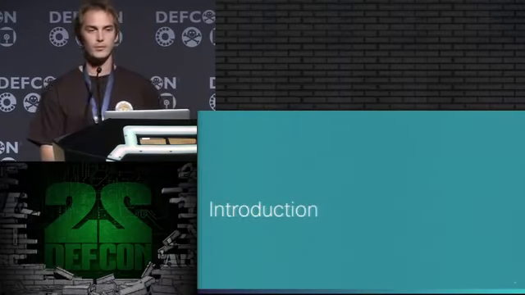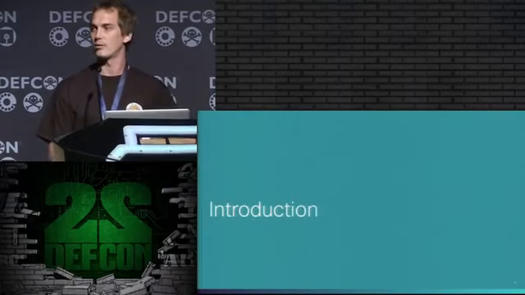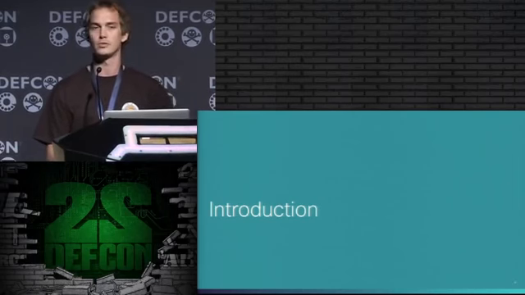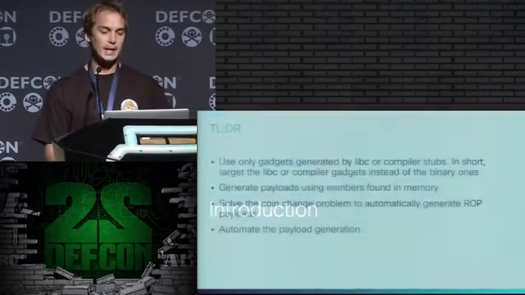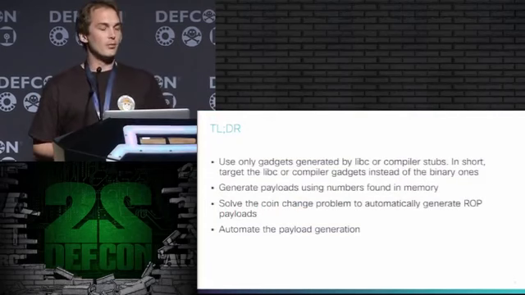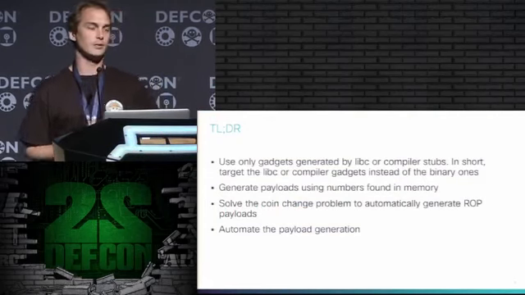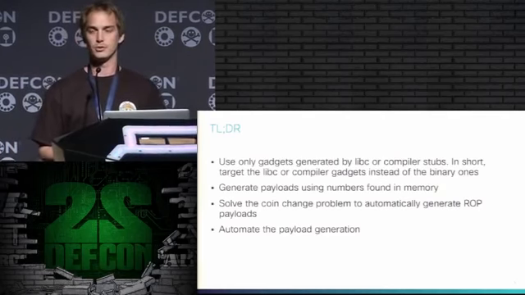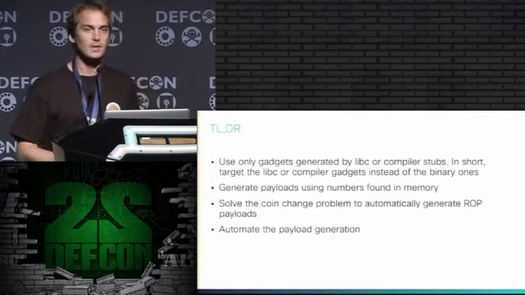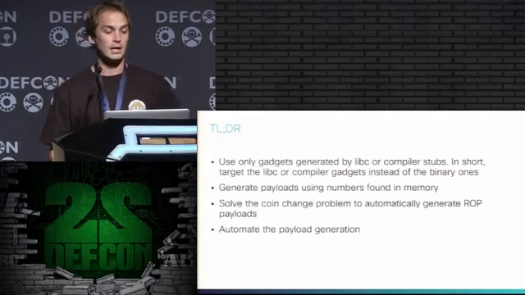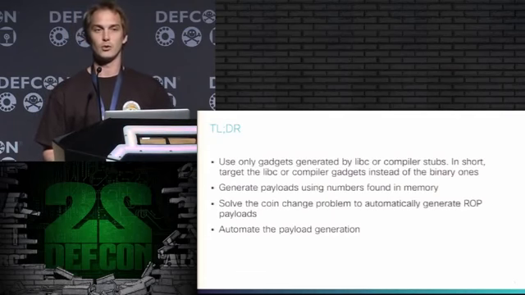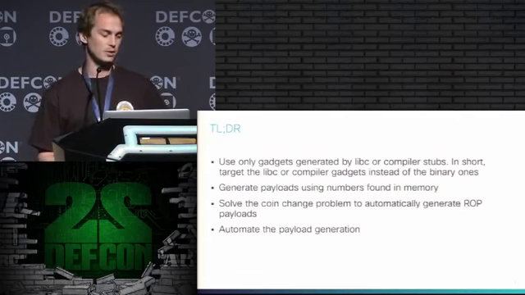Okay, so I'll have a very brief introduction about ROP, just so that I'm sure that everybody understands what it is. So basically, in the old days, you could just exploit a vulnerability using a bunch of shellcode, and you could just execute it anywhere. Unfortunately or fortunately, nowadays you can't do this anymore, right? You can't execute shellcode in memory just like that.